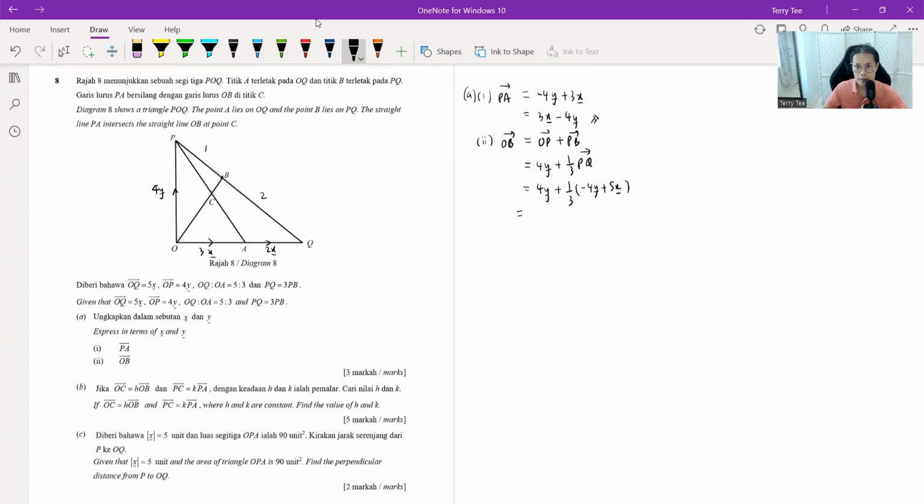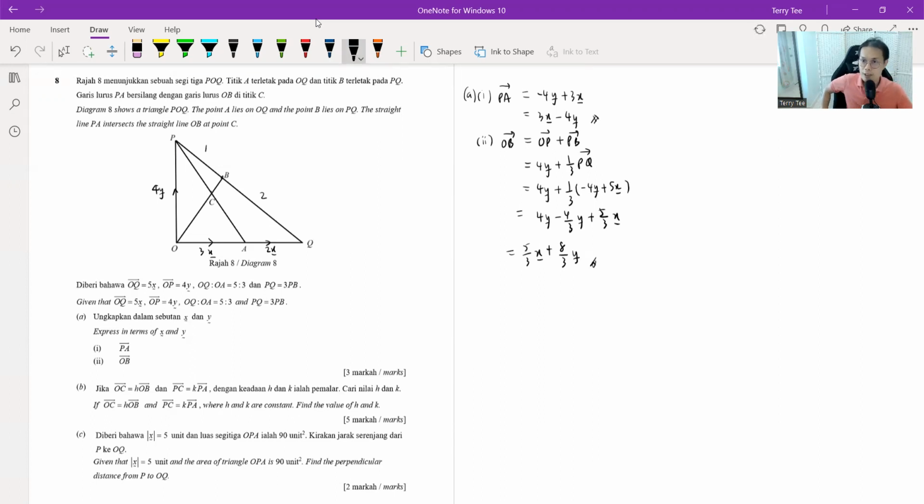So when you multiply this, this will be 4 minus 4 over 3. Okay, maybe I do a bit slower here. 4y minus 4 over 3y, and then 5 over 3x. Let us write 5 over 3x in front. 4 times 3 is 12, 12 minus 4 is 8 over 3y. Yeah, 5 over 3x, 8 over 3y. Okay, first part we're done.